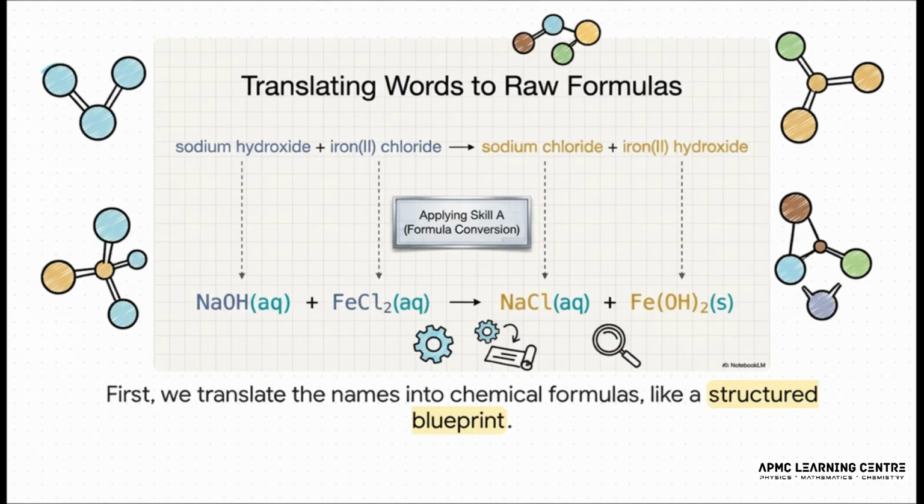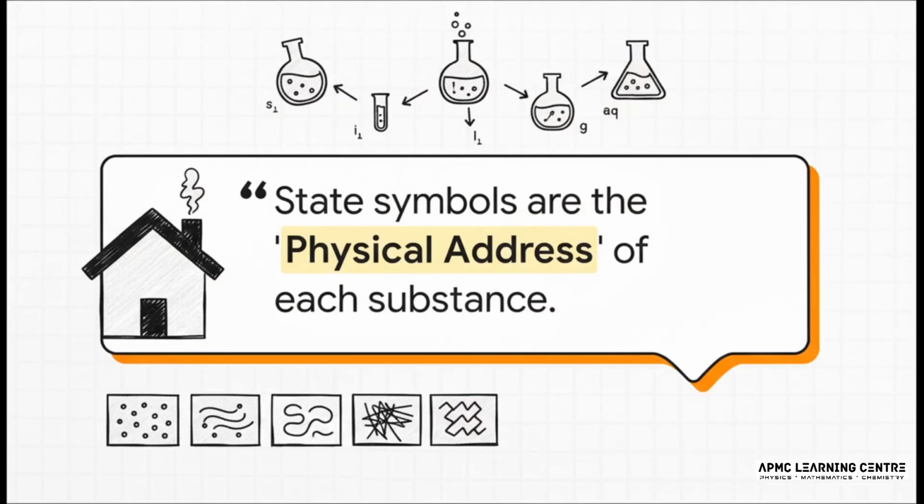And of course, we do the same for the products on the other side of the arrow. This is absolutely crucial. We're turning our cast of characters into their specific chemical identities. Now, it's not enough to just know who's in the reaction. We also need to know what state they're in. And for that, we give each substance a physical address using something called state symbols. They tell us exactly where each chemical is at, physically, during the reaction.